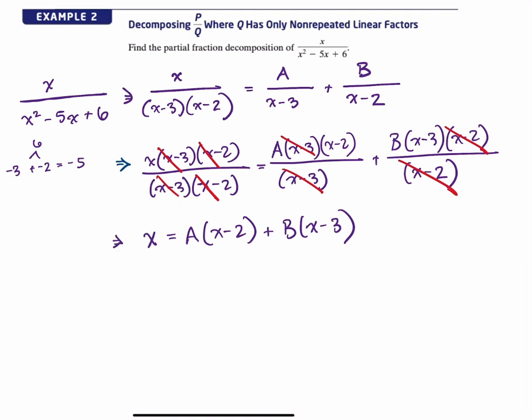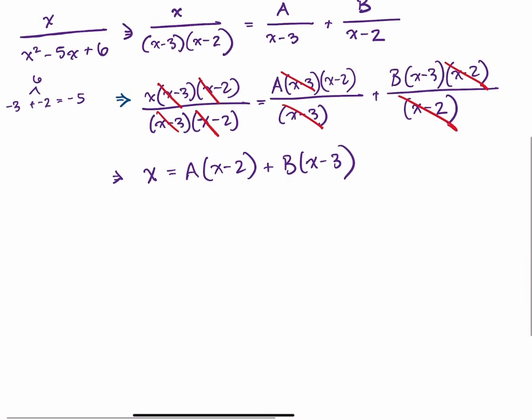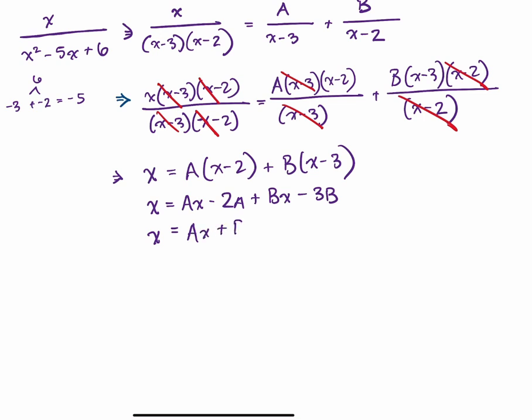So now I'm going to distribute a and b. I can write this as a times x minus 2 times a plus b times x minus 3 times b. And then I'm going to group my like terms together. Like I'm going to put ax and bx together, and then minus 2a minus 3b.